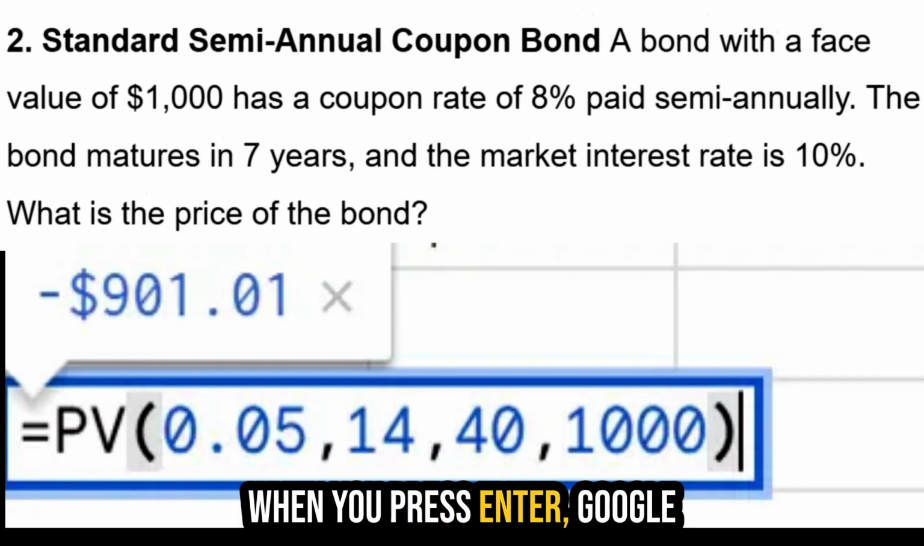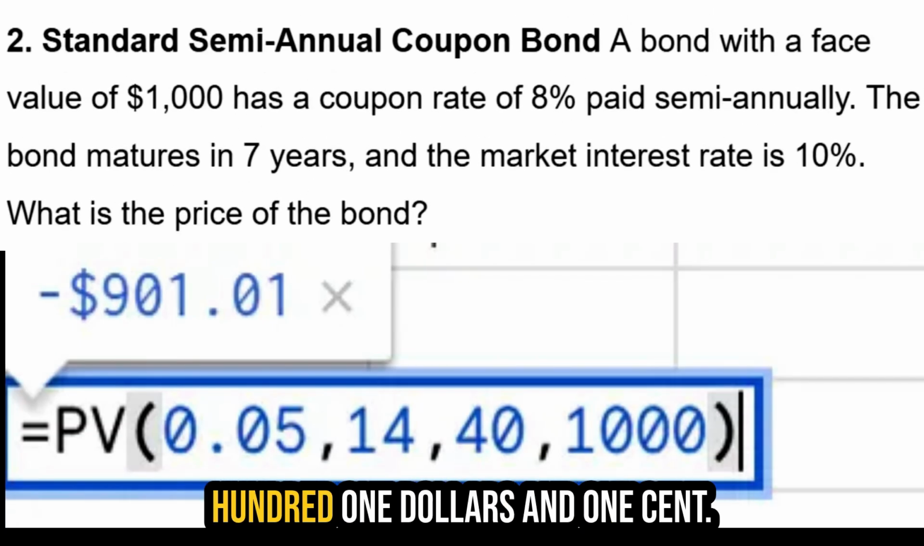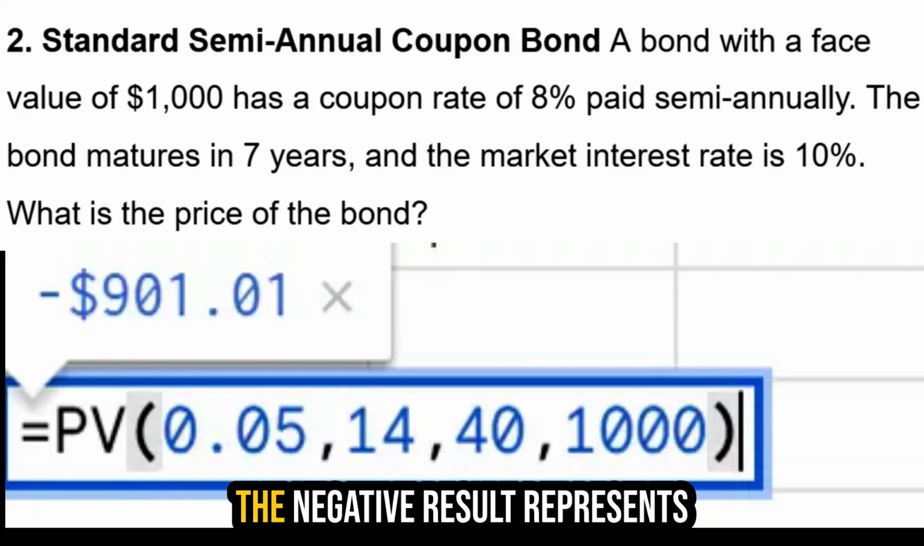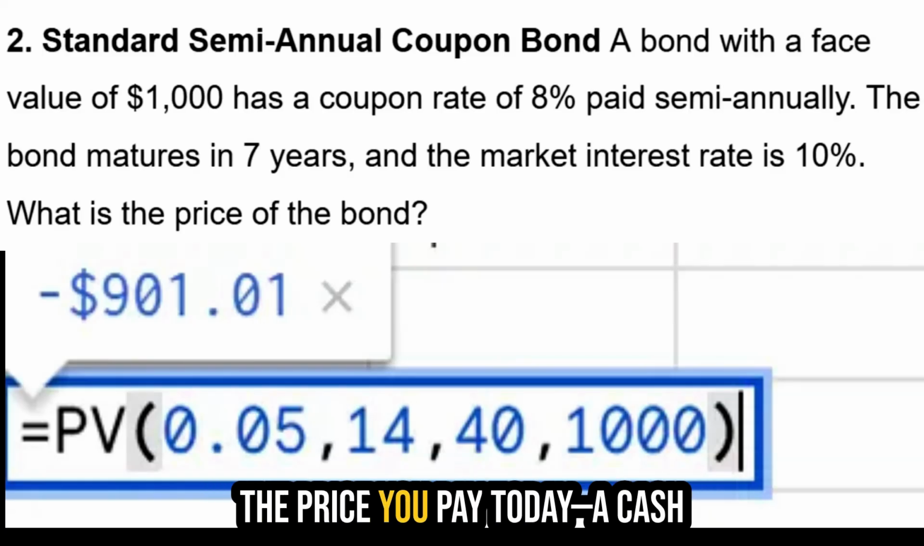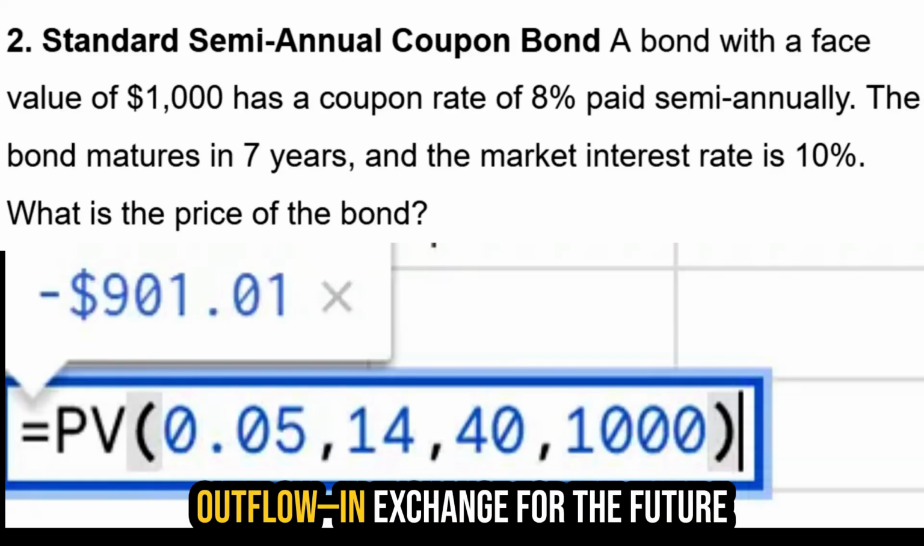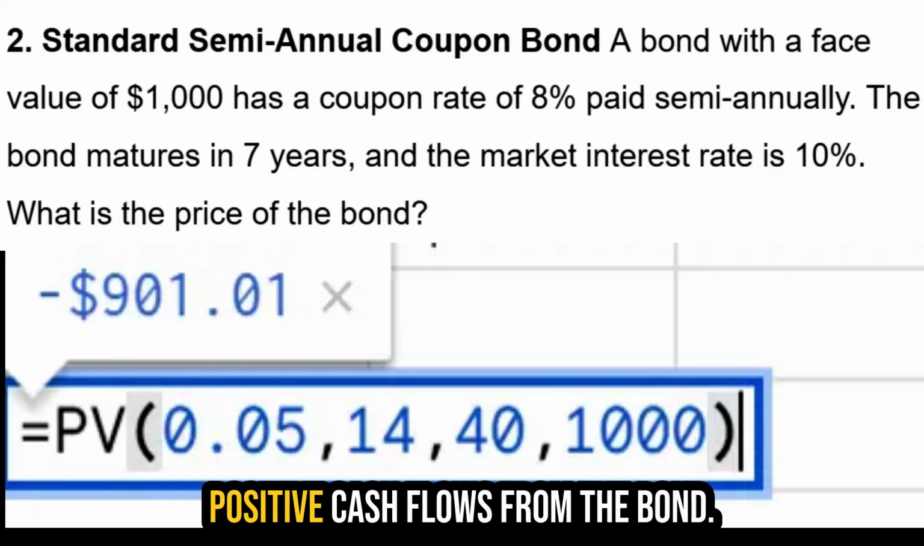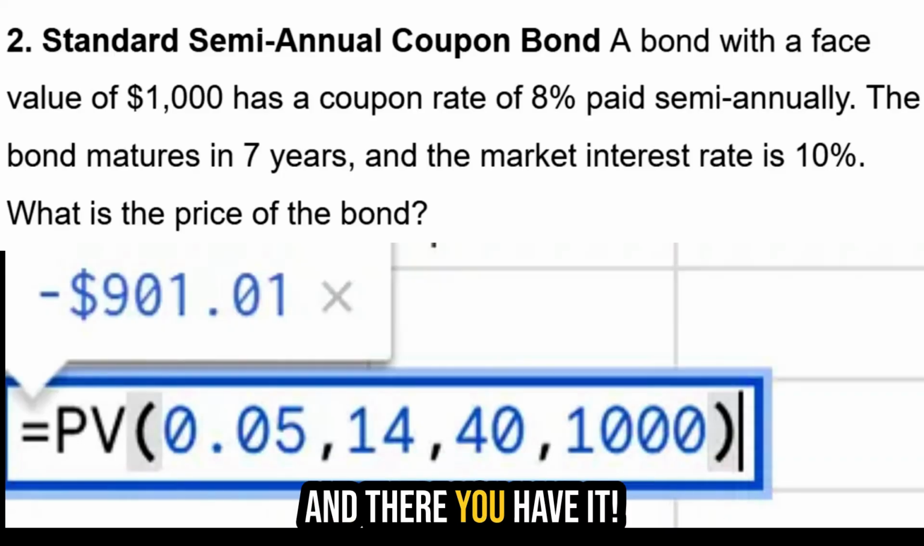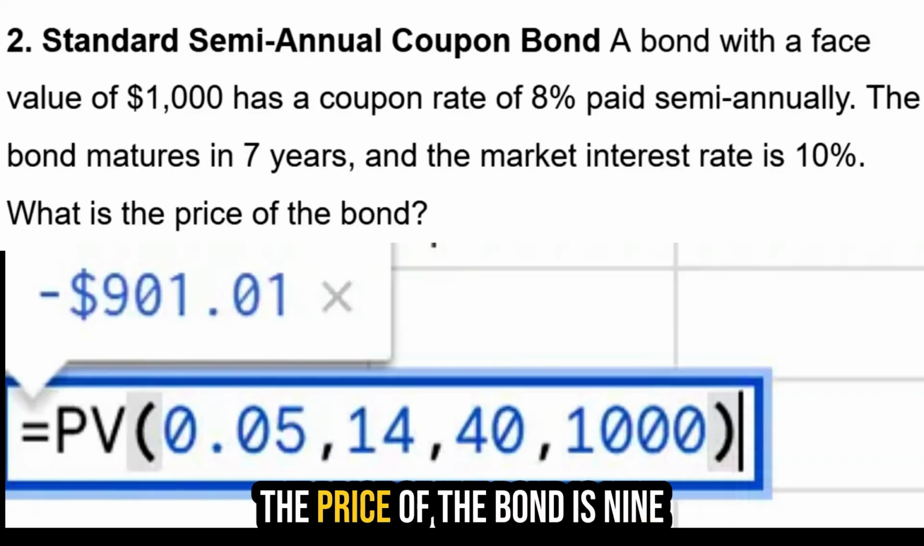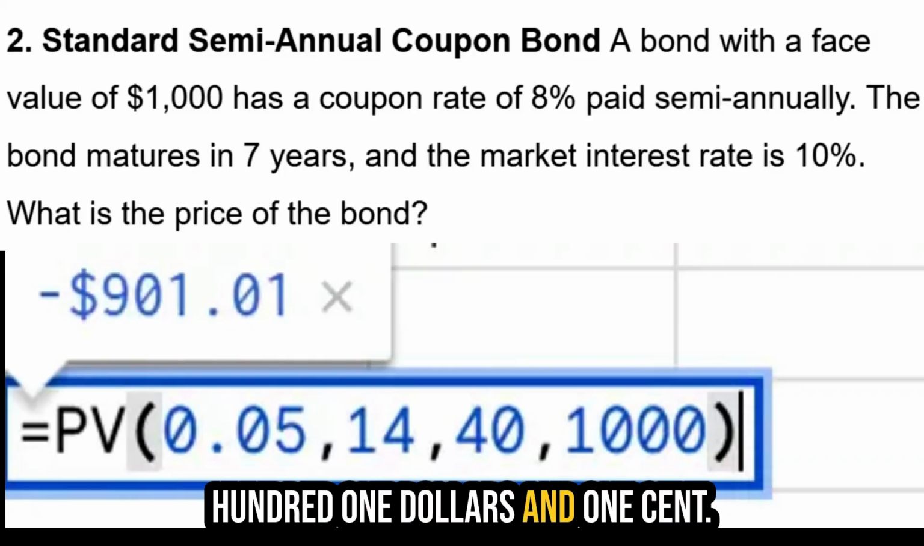When you press enter, Google Sheets returns negative $901.01. The negative result represents the price you pay today, a cash outflow in exchange for the future positive cash flows from the bond. And there you have it. All 3 methods confirm that the price of the bond is $901.01.